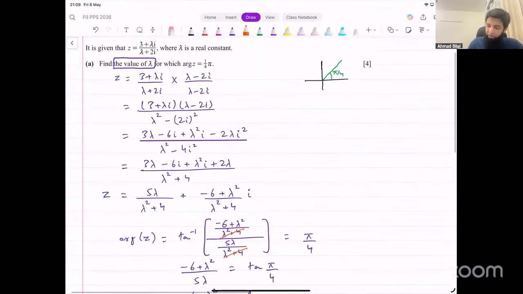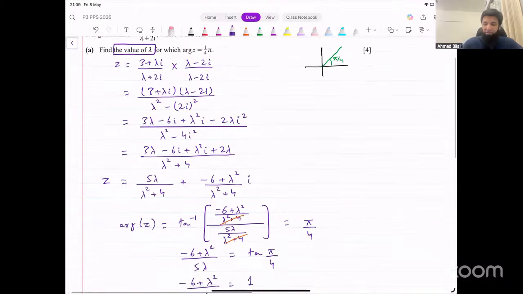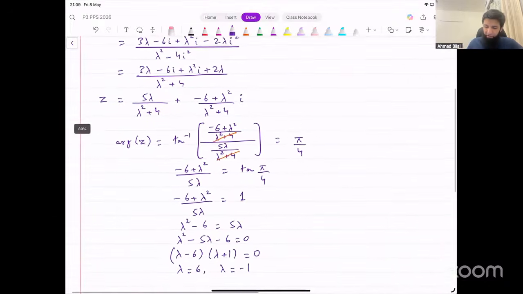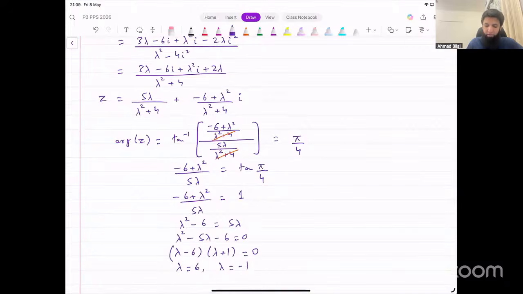We know the angle is supposed to be acute, so we are in the first quadrant. In the first quadrant, that means the real part should be positive and the imaginary part should be positive. So we can just check if any of them is giving us maybe a negative real part or a negative imaginary part. Let's check for that.